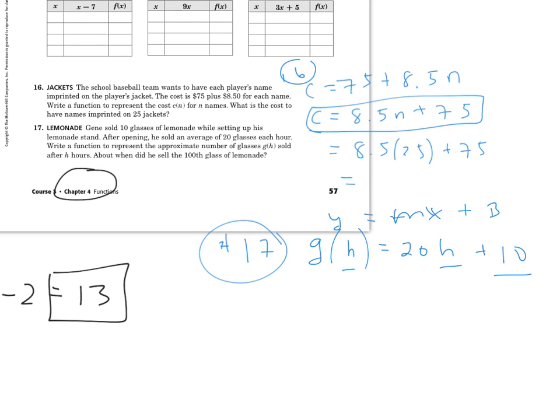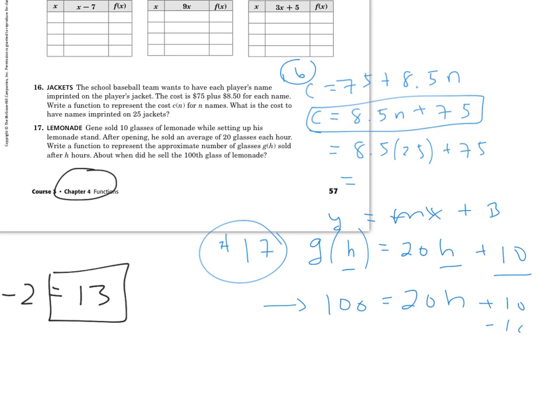Okay. Then what they do is they ask us about when did he sell the 100th glass of lemonade. Well, the thing is what they're saying is that the answer, or what we usually try to find, is the number of glasses sold. Well, they're saying that the glasses sold is 100. So what we want to do is put the 100 on the left side this time rather than in the H. And what we're going to do is 20H plus 10 like this. And we're saying that the number of glasses is 100. And then we want to solve backwards.